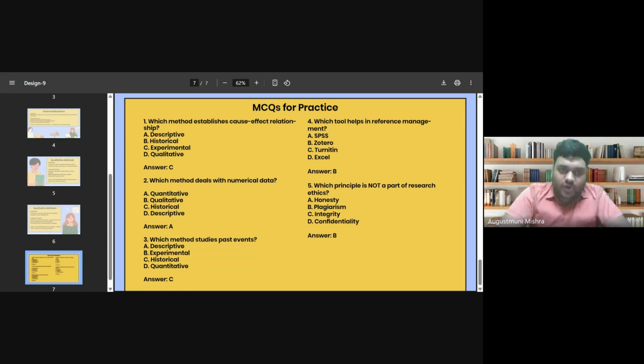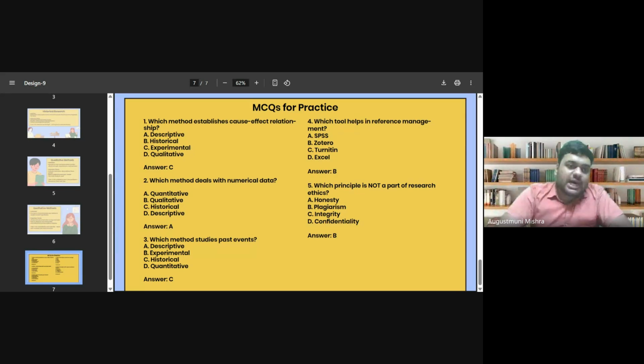And I was talking about the cause and effect cycle. Like I talked about the poverty relationship with the unemployment, and unemployment relationship with the poverty. So this was the correct answer of the first question. Another is, which method deals with the numerical data? I think it is a very simple one.